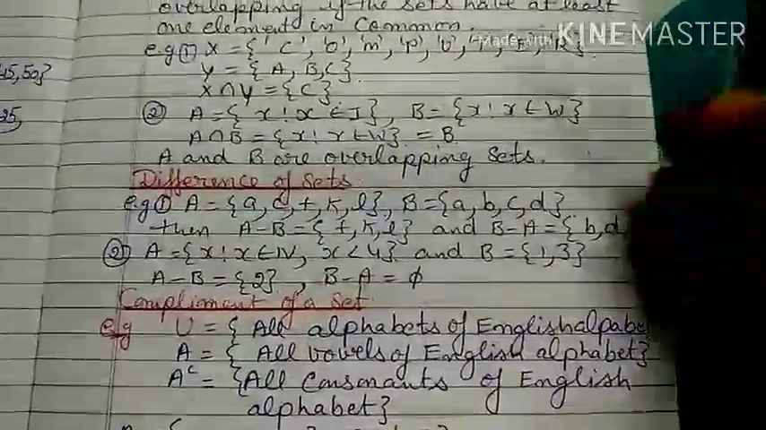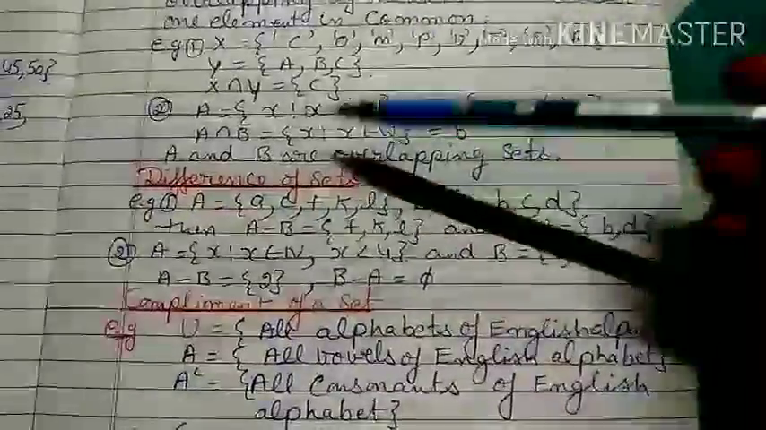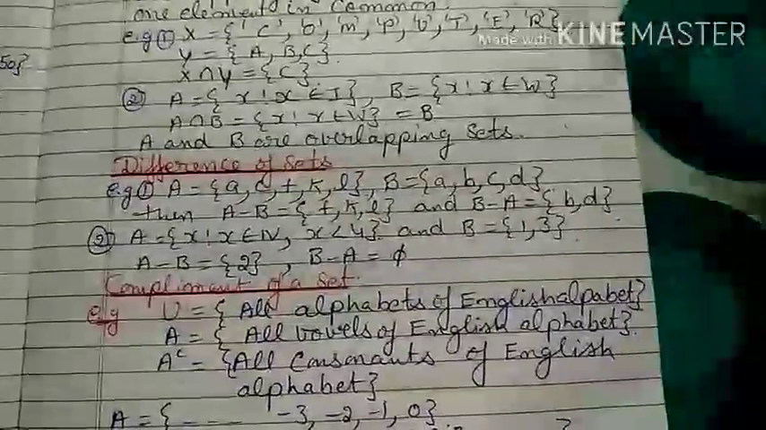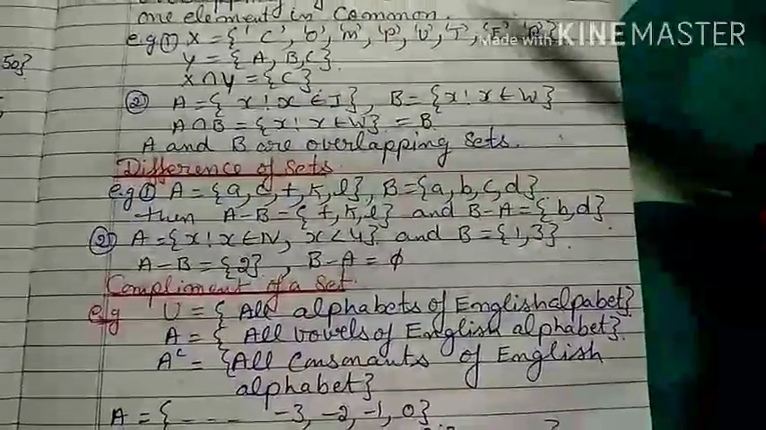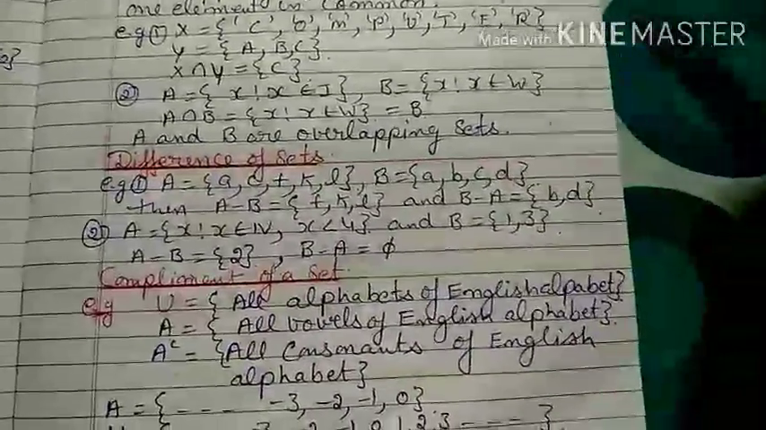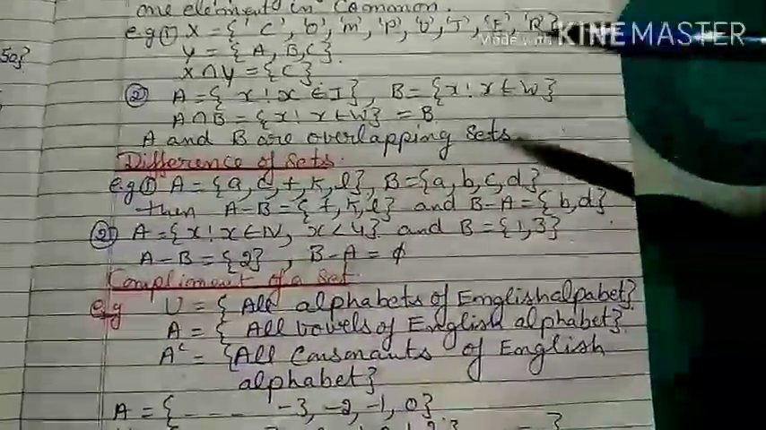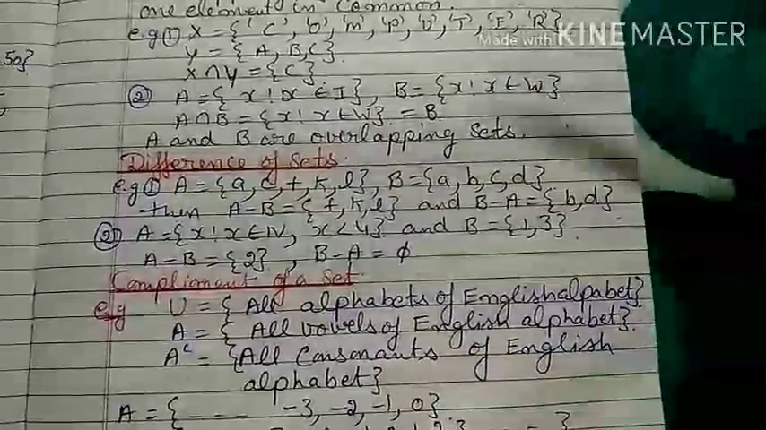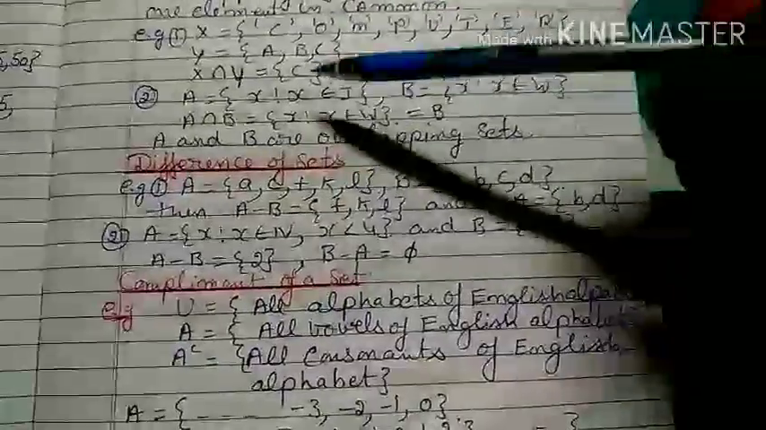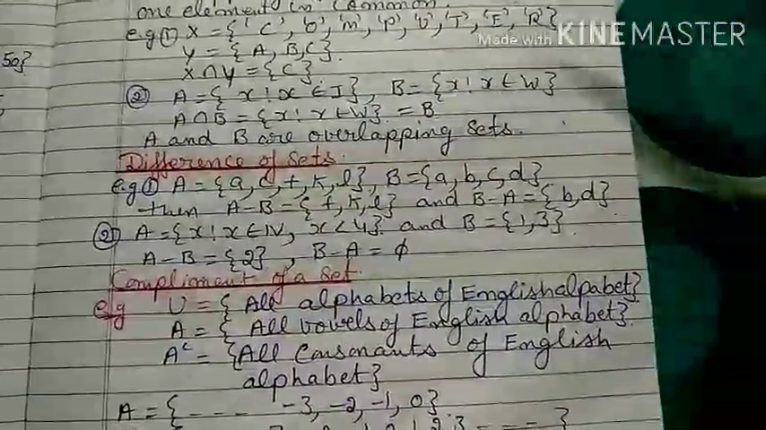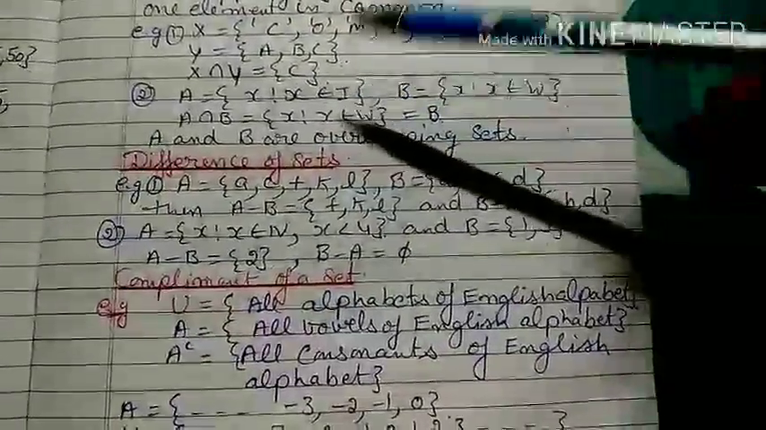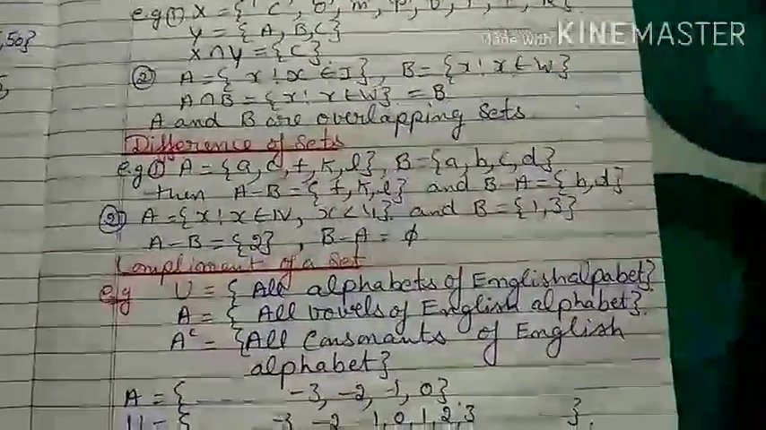A and B are overlapping sets. Suppose you are given in set-builder form: x belongs to integers, and x belongs to whole numbers. Integers start from negative 20 to plus infinity, the negative and positive numbers, and whole numbers start from 0 to infinity. 0 to infinity is also part of set A, but when you consider the common elements, 0 to infinity is present in set A and also present in set B. So A intersection B will be x belongs to whole numbers, which is the same as your B set.